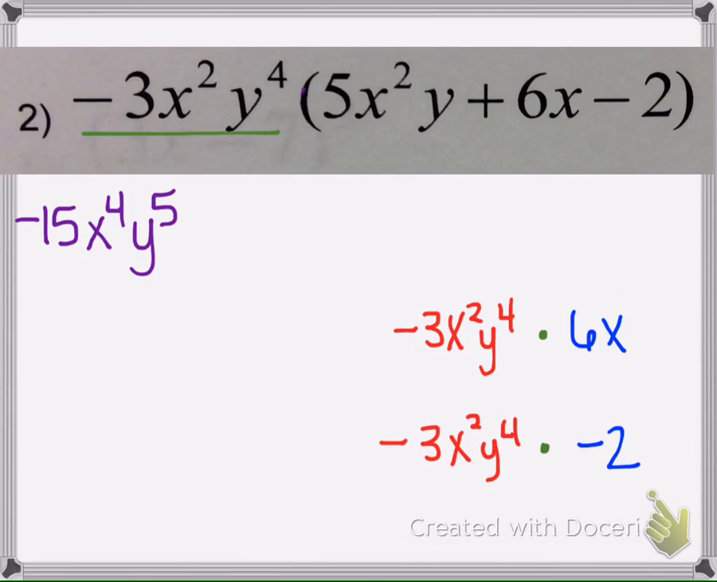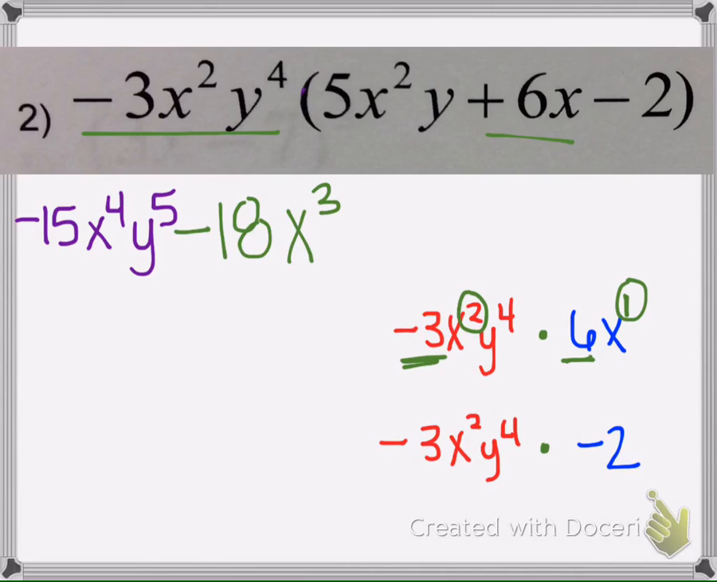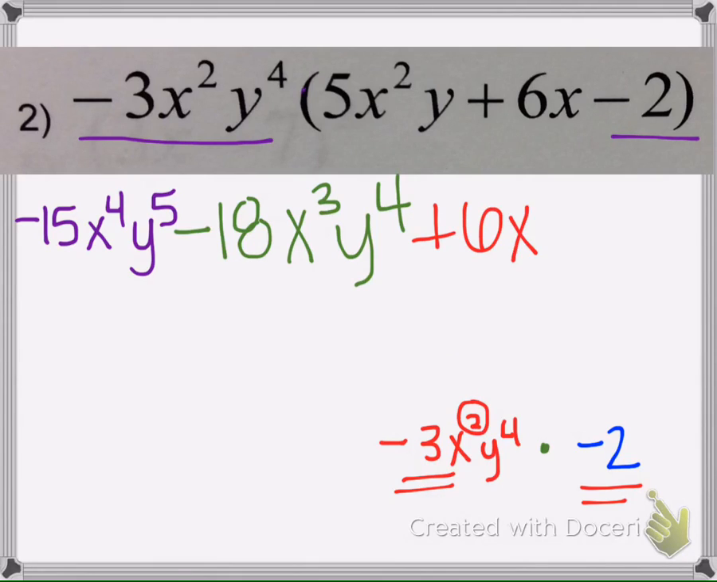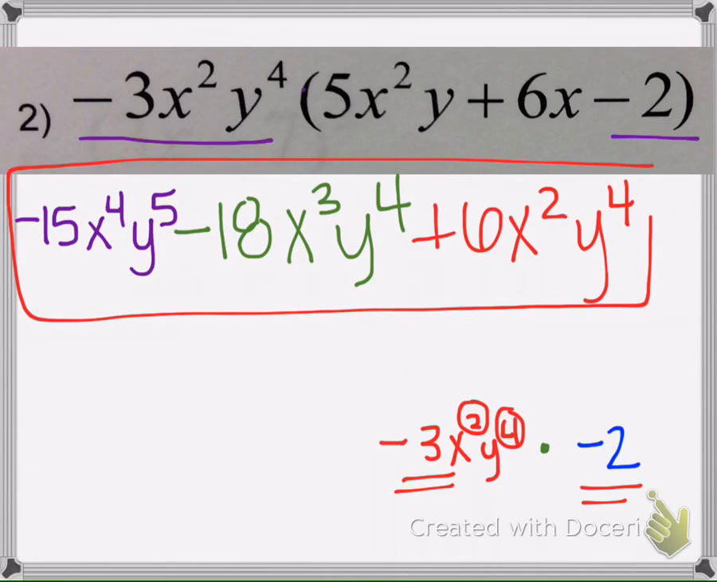Now we're going to multiply this term and this term. So we would have negative 3 times 6 is negative 18, and then we would add 2 plus 1 is 3, and then we just have y to the 4th. Alright, now we're going to multiply our last term here, so negative 3 times negative 2 is positive 6, and then we have 2 x's here, but none over here, so we have x squared, and we have y to the 4th here, no other y's to add to that. So this would be our final answer. We can't add or subtract any of those because they're not like terms.